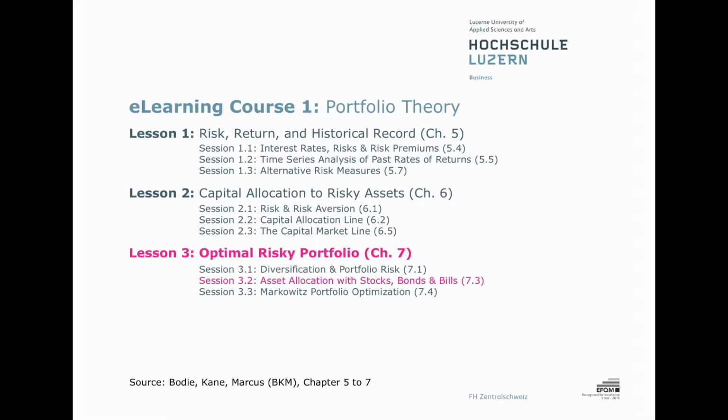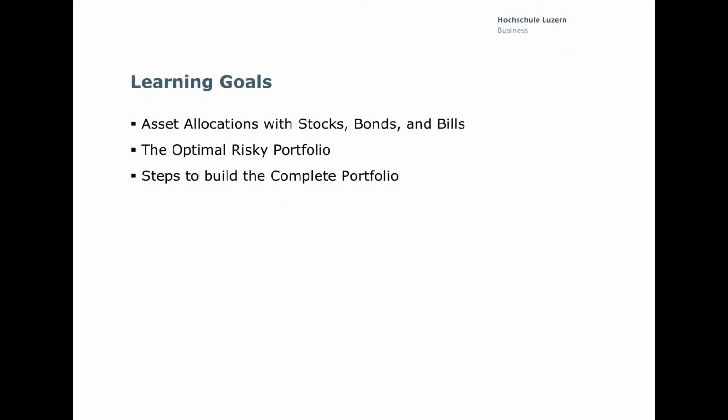Welcome to session 2 with focus on asset allocation with stocks, bonds and bills. The learning goals for session 3.2 are: you should be able to build an optimal portfolio with stocks, bonds and bills. You know how to compute the optimal risky portfolio, and students are also able to follow the required steps to find the optimal allocations for the complete portfolio.